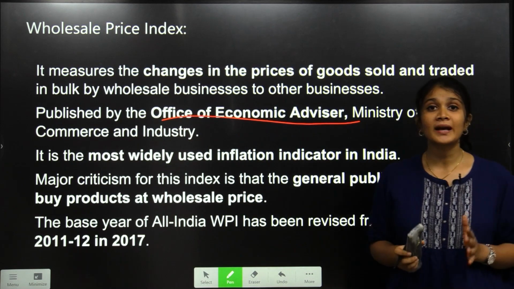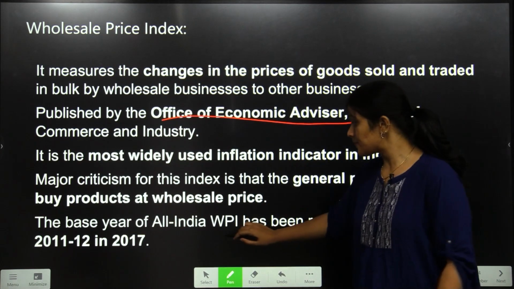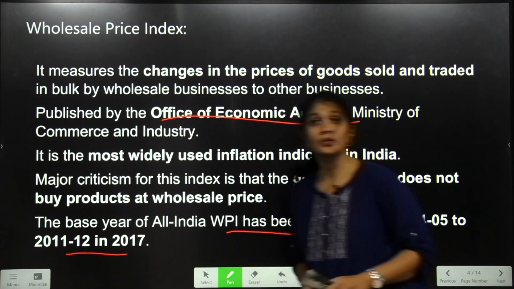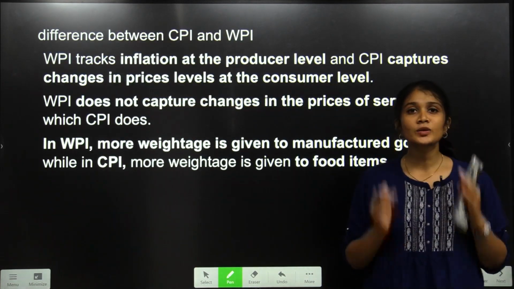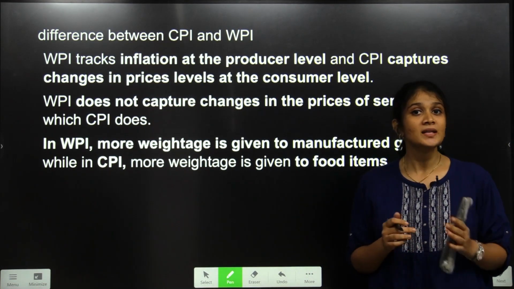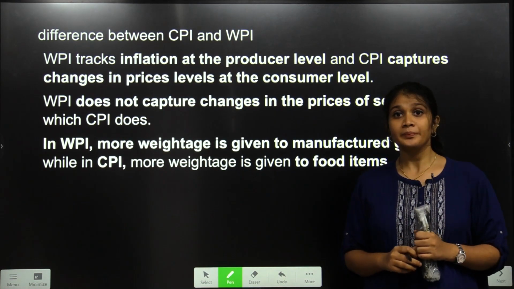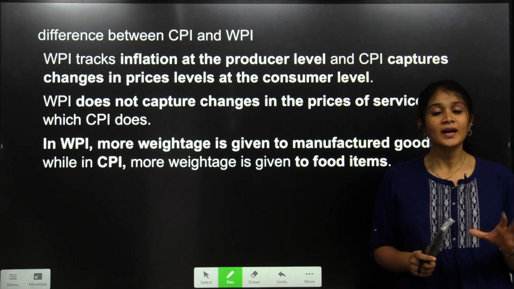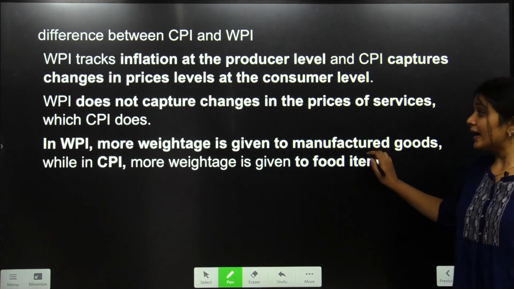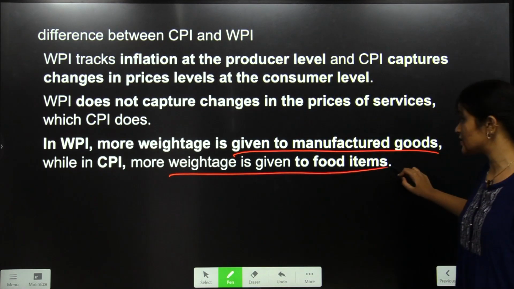You'll also have to remember that in WPI, services are not calculated. Only the goods are calculated. For this, the base year of All India WPI has been recently revised from 2011-12 to 2017. Let us look at the difference between CPI and WPI. Like we have discussed, in CPI both goods and services are calculated, whereas in WPI only goods are calculated. The CPI gives you the consumer perspective, while the WPI gives you the producer perspective. And in WPI, more weightage is given to manufactured goods, while in CPI, more weightage is given to food items.